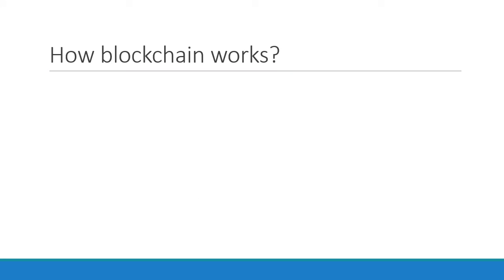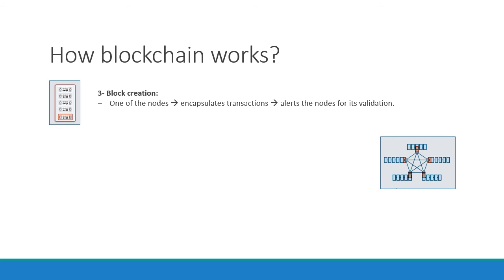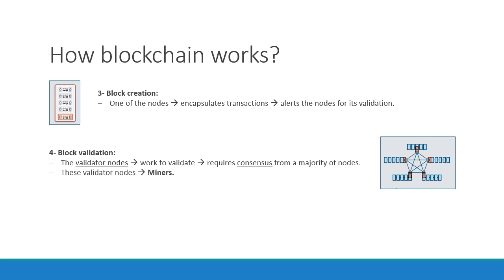Then the block creation takes place when one of the nodes in the network encapsulates pending transactions in a block and alerts the nodes across the network about the newly built block for its validation. The validation occurs when the validator nodes in the network receive the new block and work to validate it through an iterative process that requires consensus from the majority of the nodes in the network. These validator nodes are often referred to as miners.